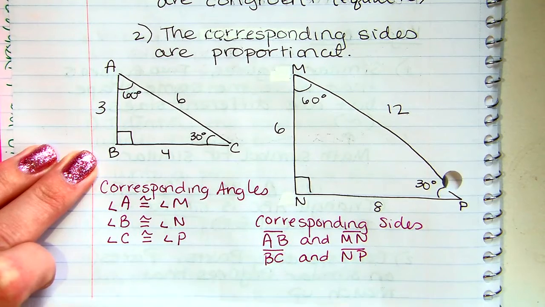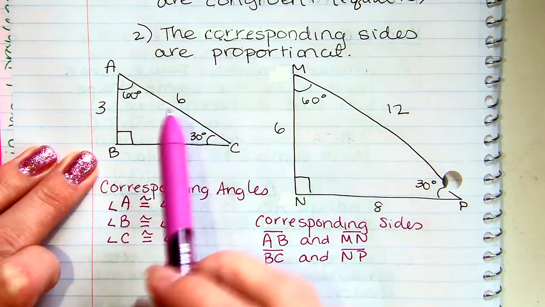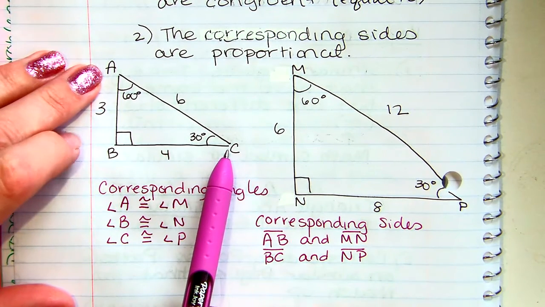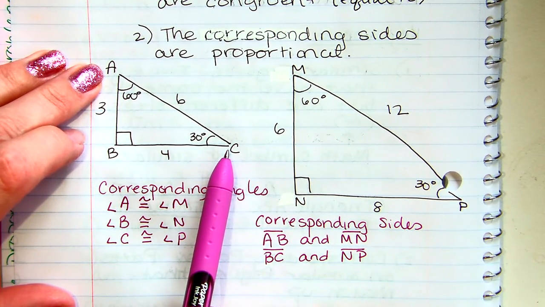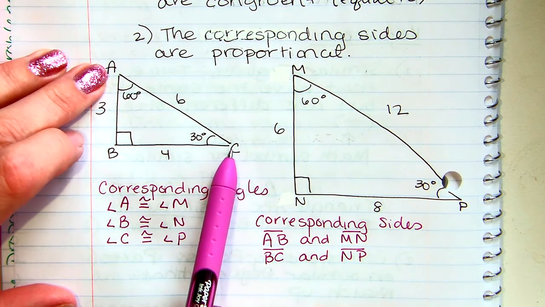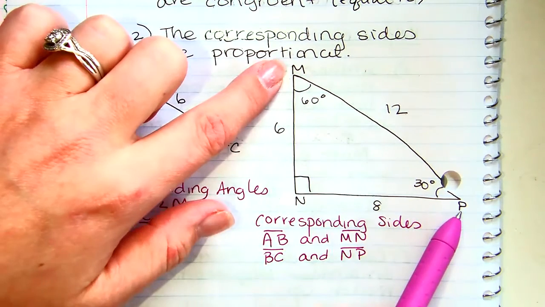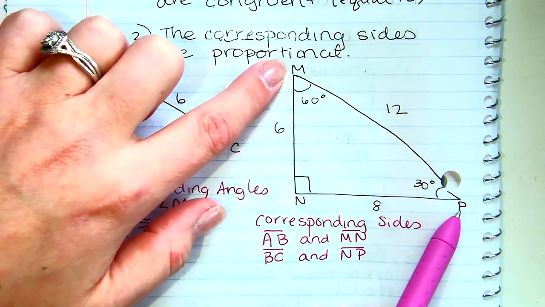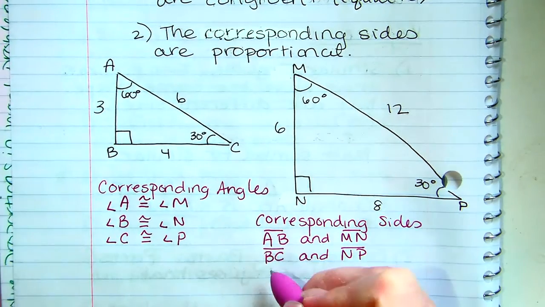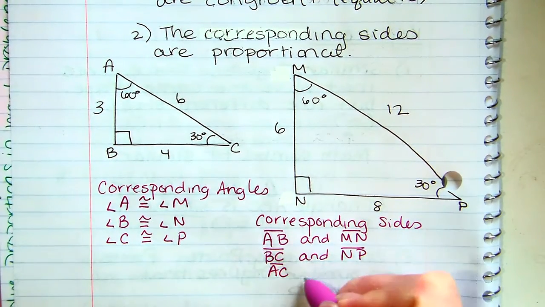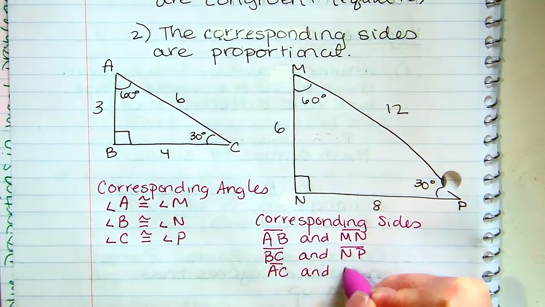Lastly, what we call the hypotenuse of our triangle, or the longest leg of a triangle, it is AC on this figure, and it is MP on our second figure. So we are going to write AC and MP.